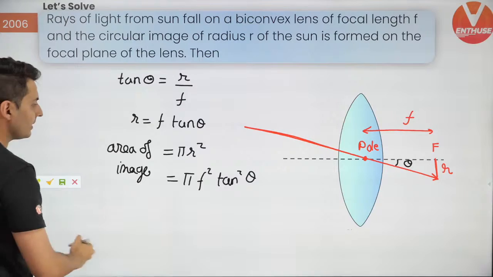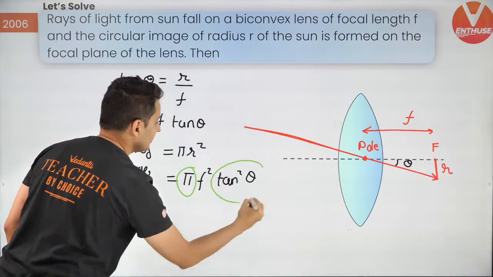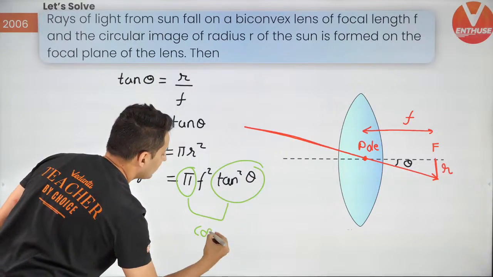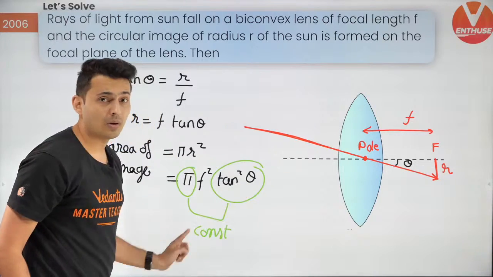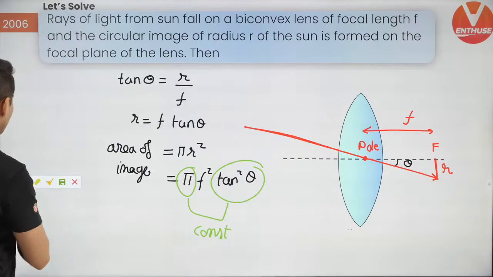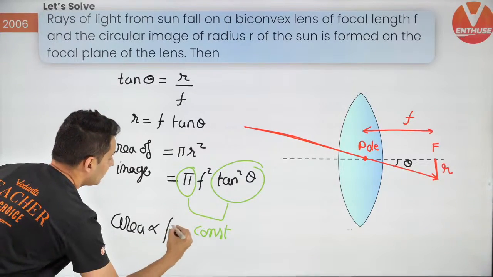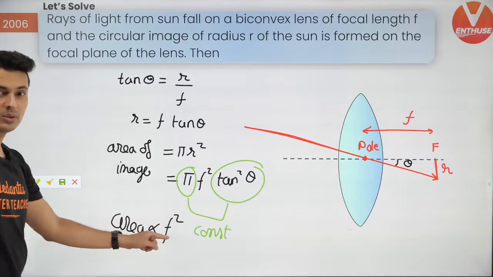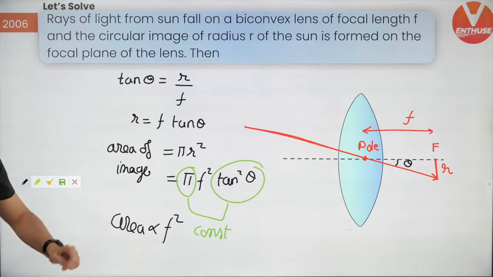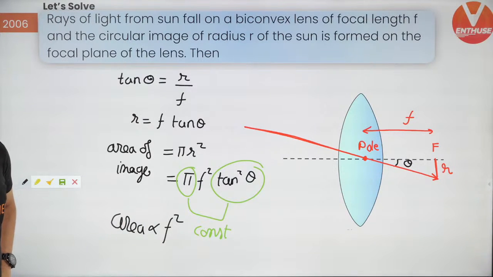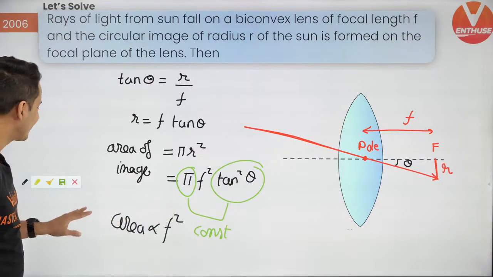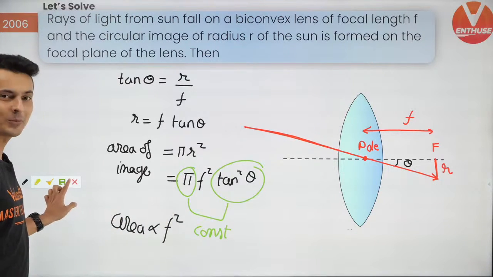Now out of these things, pi is a constant, tan square theta, all these are constants. If all these are constants, what is the area of the image proportional to? Isn't the area proportional to the square of the focal length? Do you see that? It is proportional to the square of the focal length. Yes, that's it. Done. I hope this is clear. That's it. Done. So that is the answer, guys.